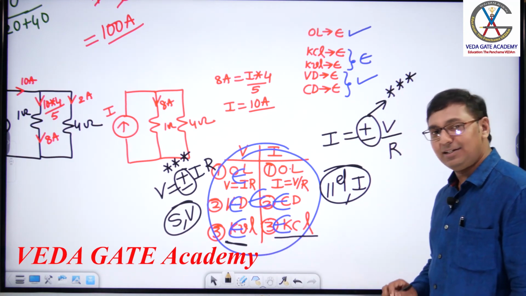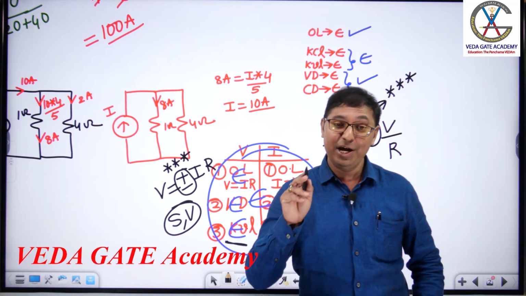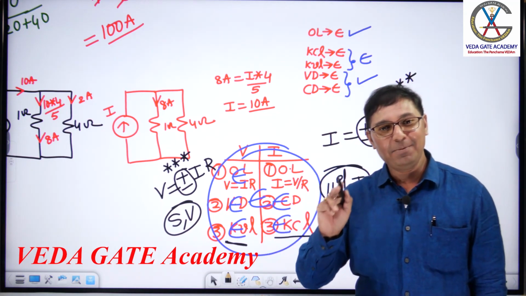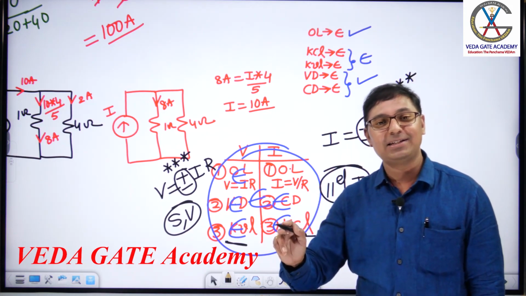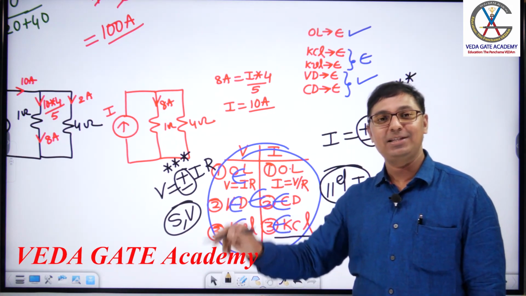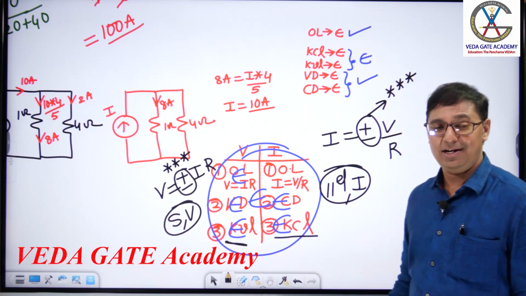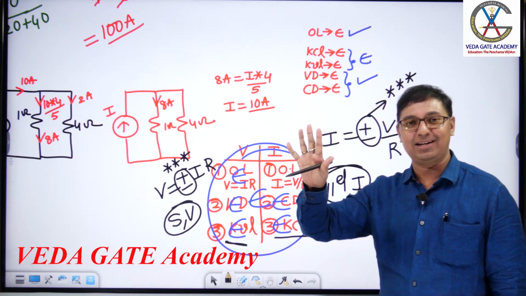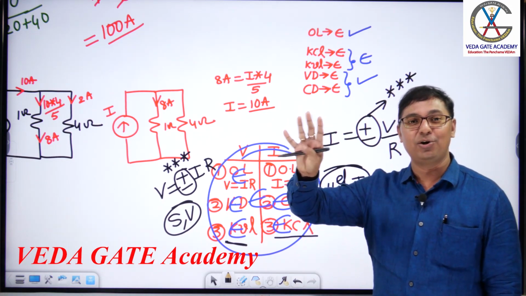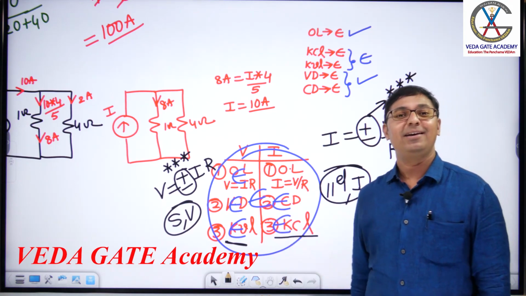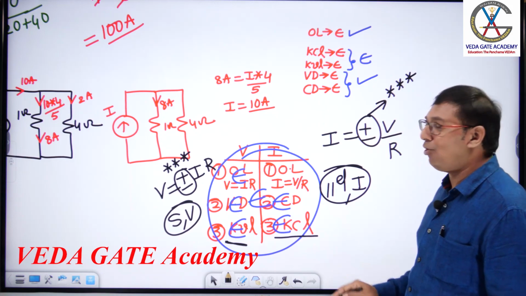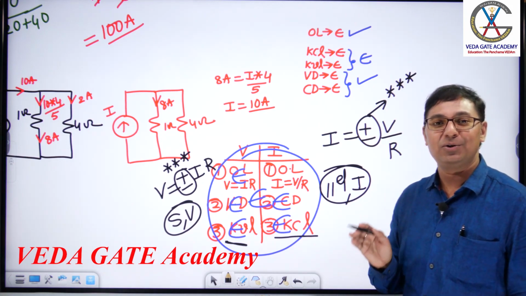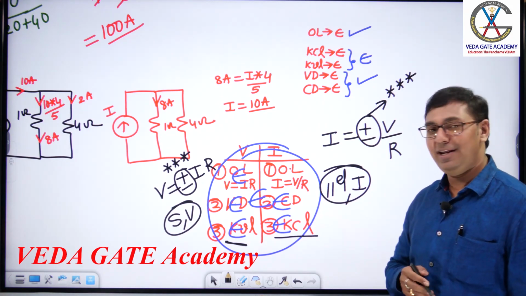Coming to KCL, the terms and conditions: for a node, if n branches are connected and if n minus 1 branch currents are known, the nth branch current can be easily calculated. Example, for a node, if 5 branches are connected and 4 branch currents are known, the 5th branch current can be easily calculated. Fine dears, these are the basic laws which you have learned: Ohm's law, K laws, VD and CD techniques.